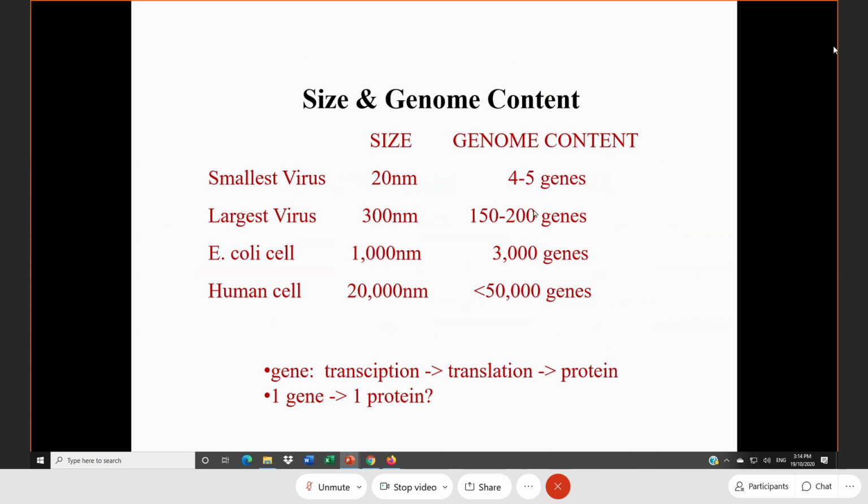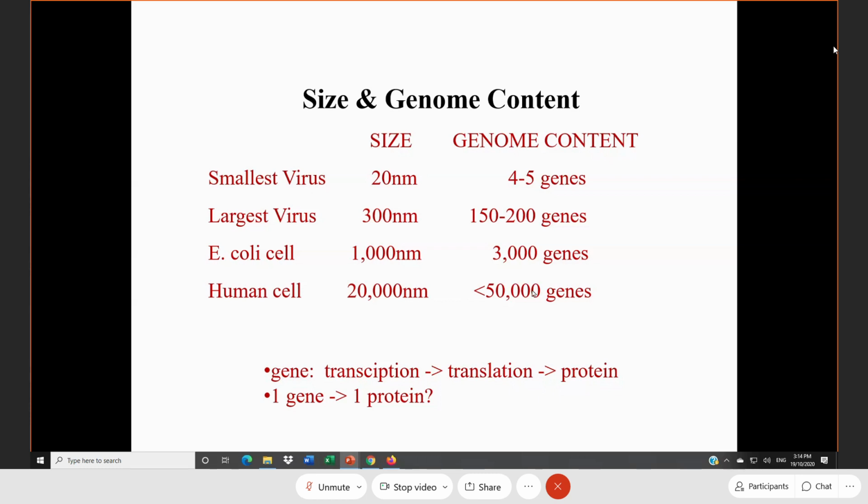Genome content: the smallest viruses have only 4 to 5 genes. Humans have 30,000 genes, maybe more, and different animals also have many. So this small number of genes can cause havoc in our life and cause many diseases. The largest viruses have up to 100 or 200 genes, normally about that. A bacterial cell, E. coli, has 3,000 genes, and human cells have more.